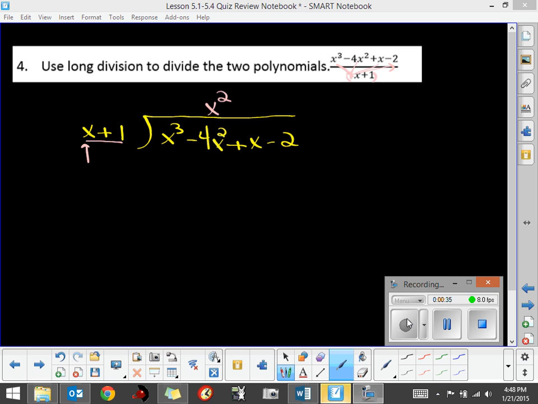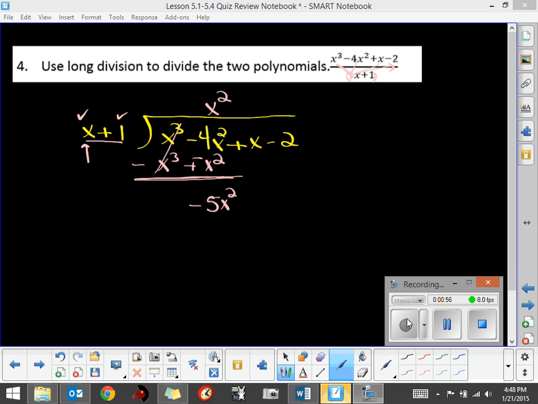So now I take the x squared times the x and times the 1. So x squared times x is x to the third, and x squared times 1 is a positive x squared. Now, instead of subtracting, I've been trying to get you to do this. Draw the line, change your signs, and add. So instead of subtracting, we're adding the opposites. Those reduce, and we get a negative 5x squared.